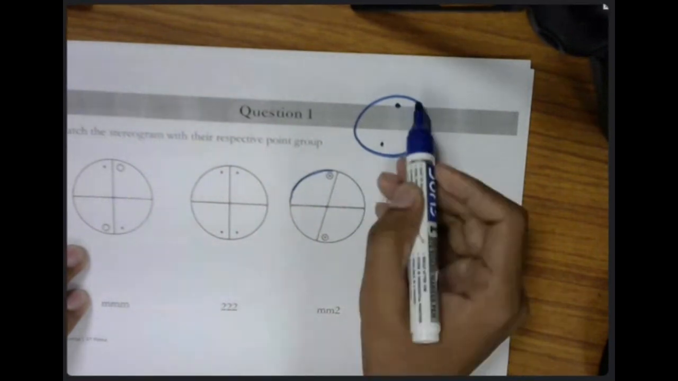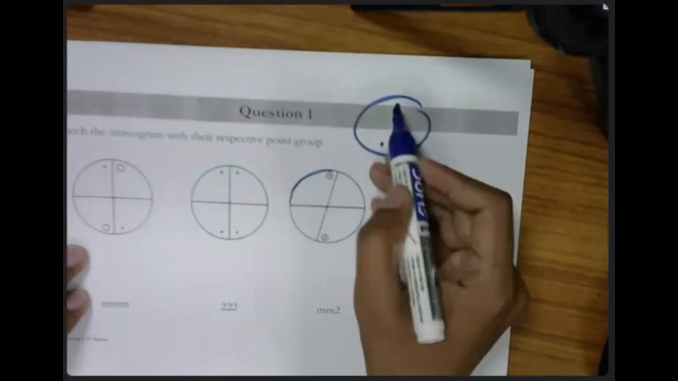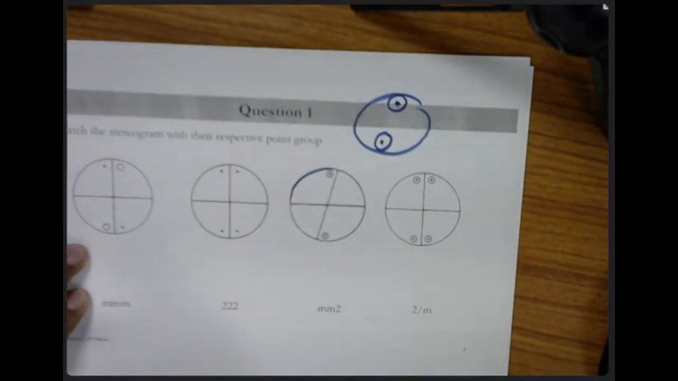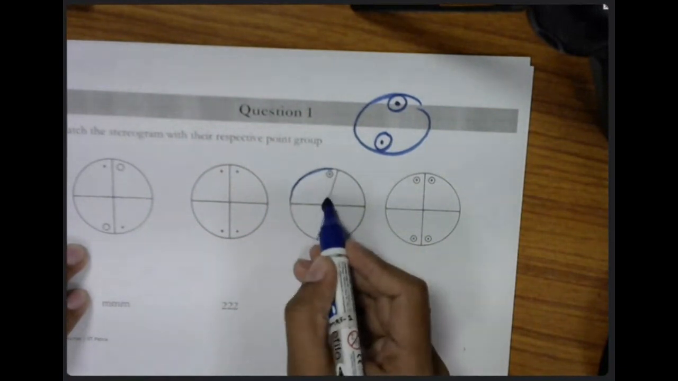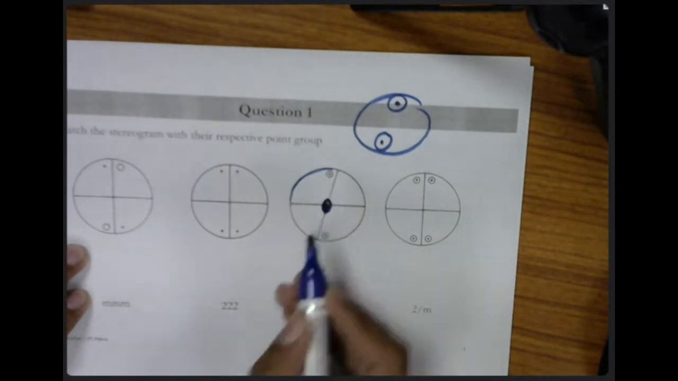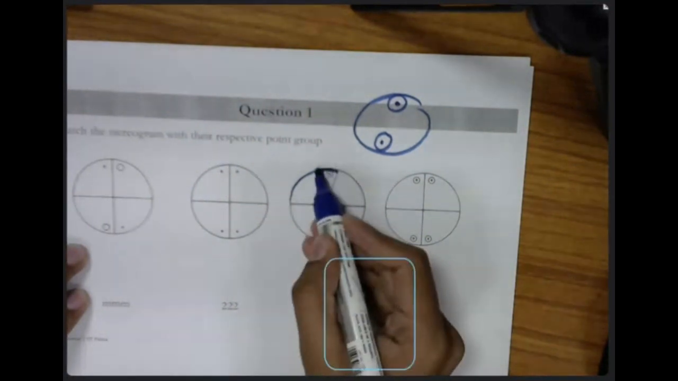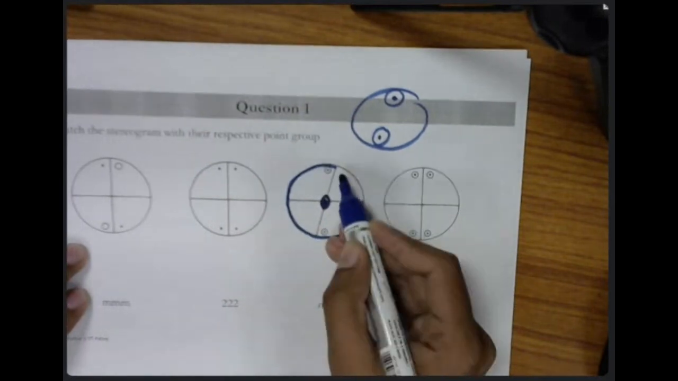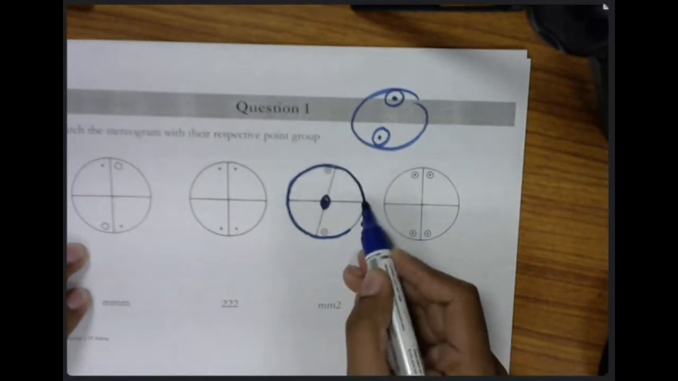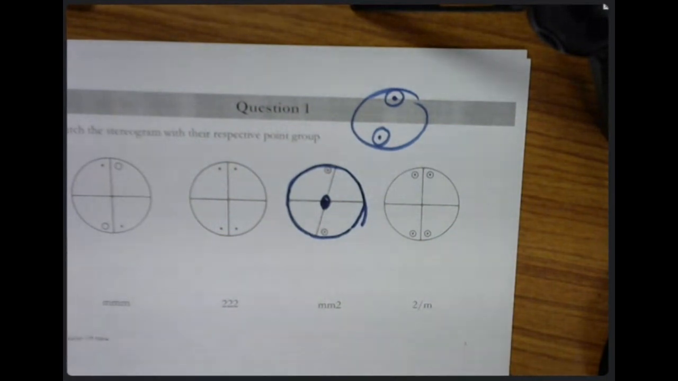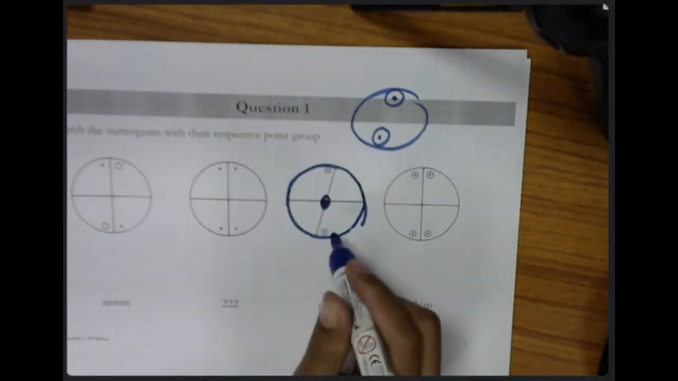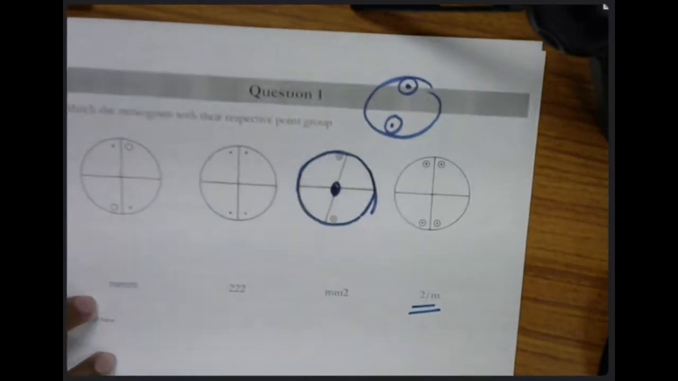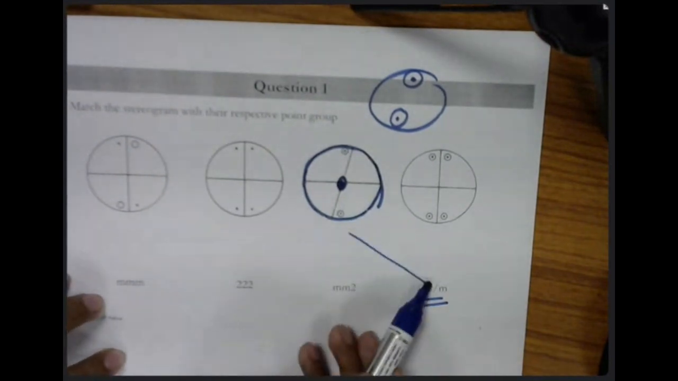And then if this particular thing itself is a mirror, then it will reflect back, and this is what we will get. So there is a twofold present, and there is a mirror also. The mirror is perpendicular, it is a horizontal mirror, right? So we have the twofold and we have this particular mirror. The twofold is there, and perpendicular to that axis we have the mirror. So we can see that this will correspond to this particular point group. That's how they are matched.